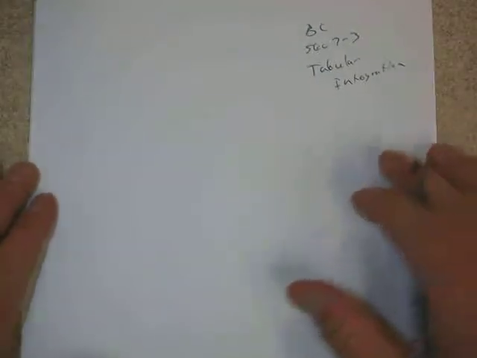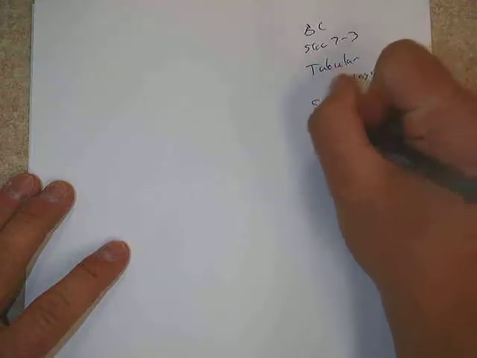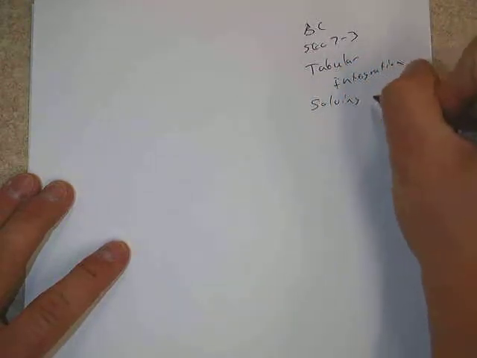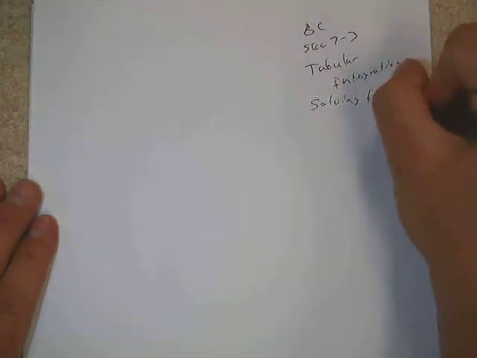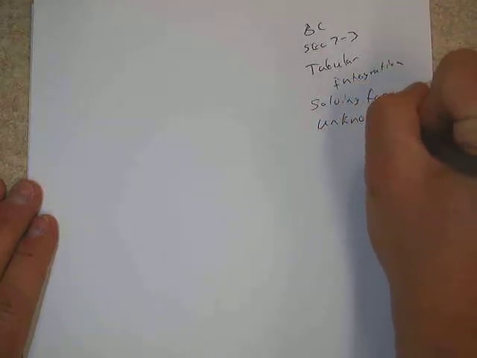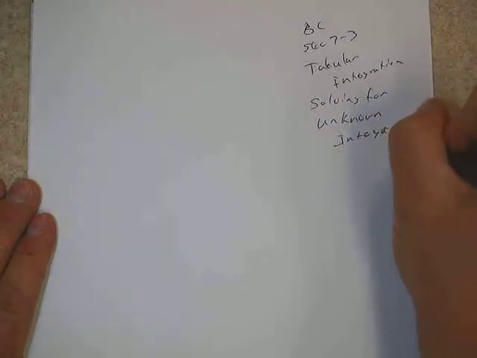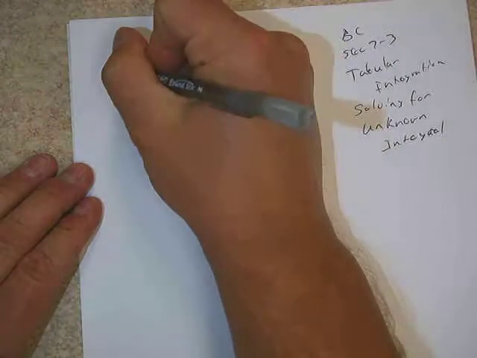Okay, for part 2 of section 7.3, we're going to look at what we call tabular integration and also solving for the unknown integral. So it's just an extension of what we did last time in terms of anti-differentiation by parts. All right. So if you remember last time we did one where we had the x squared and we wound up having to do it twice. So let's revisit that problem.